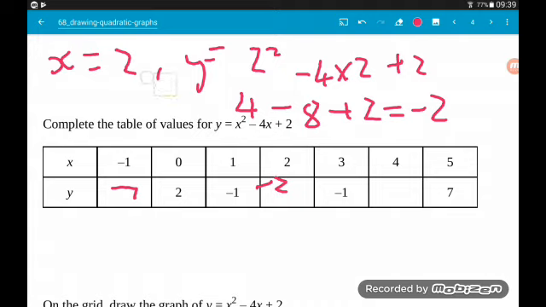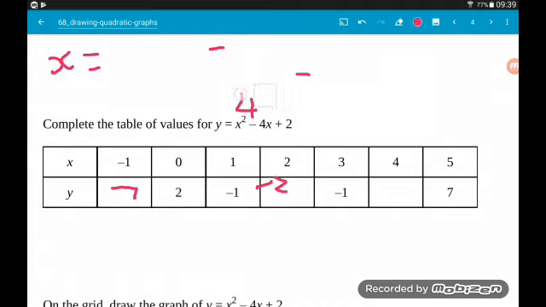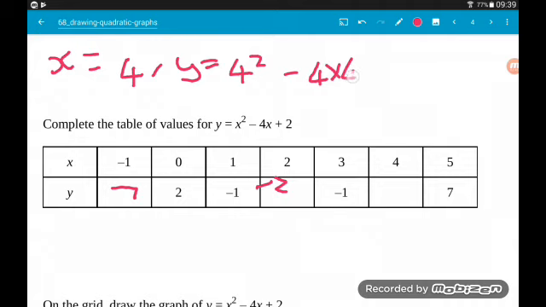And then finally we want to find y when x is equal to 4. So when x is equal to 4, y is 4 squared minus 4 times 4 plus 2. Now 4 squared is 16, which is exactly the same as 4 times 4. So minus 4 times 4 is minus 16, and then we've got plus 2 at the end. So 16 minus 16 is 0, plus 2 leaves us with 2. So there's our table of values.